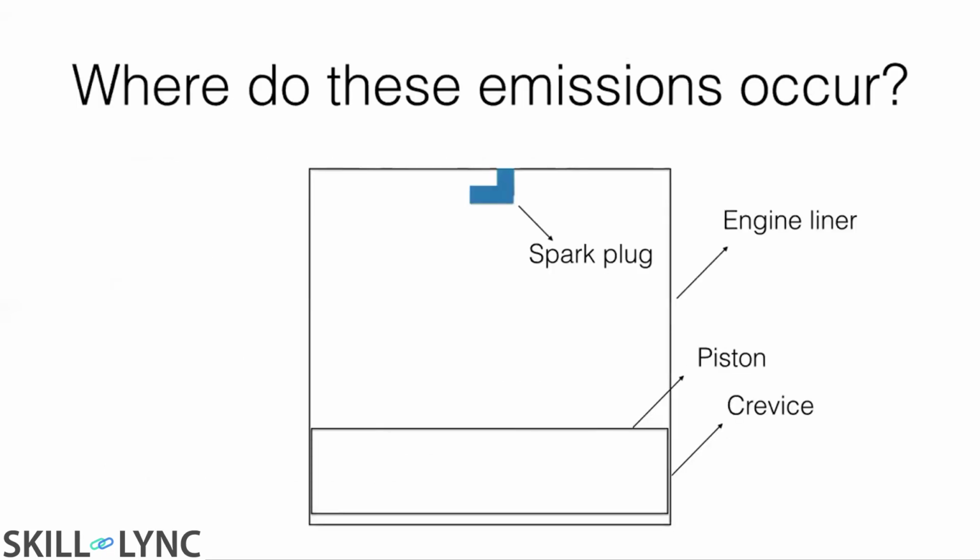The other thing that you need to remember is, where do these emissions occur? For demonstrating that, I have a very simple diagram of an engine. You're looking at the engine from the front, so everything is going to be looking like a rectangle. This right here is your engine liner. The liner is the surface within which your piston is going to move up and down. And then you have your piston. And between the piston and the engine liner, you have something called the crevice volume.